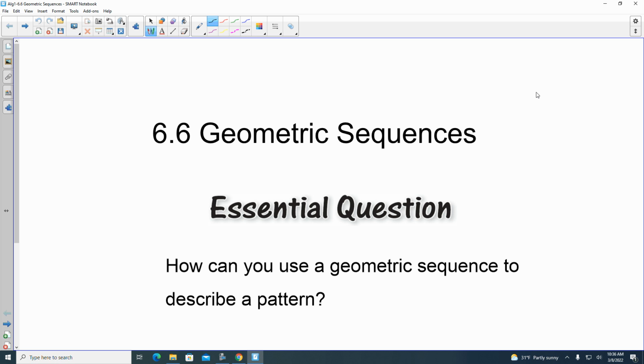In this lesson, we're looking at section 6.6, where we're going to discover geometric sequences.